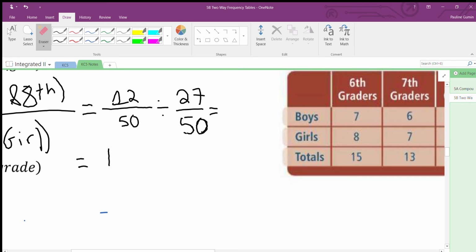OneNote is not liking this document for some reason. Oh, there we go. Good job, good job.